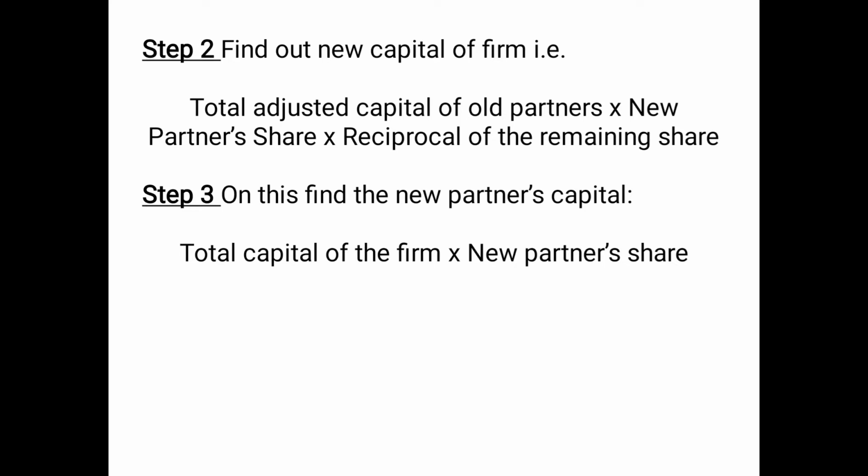After calculating the new capital of the firm on the basis of old partners' capital, step number 3, the final step, will be that on the new capital of the firm, we will find out the new partner's capital. And how will we calculate? The formula will be total capital of the firm as calculated in step number 2 multiplied by new partner's share, for example 1/5 for the example which we were discussing. So there are 3 steps for calculating new partner's proportionate capital.